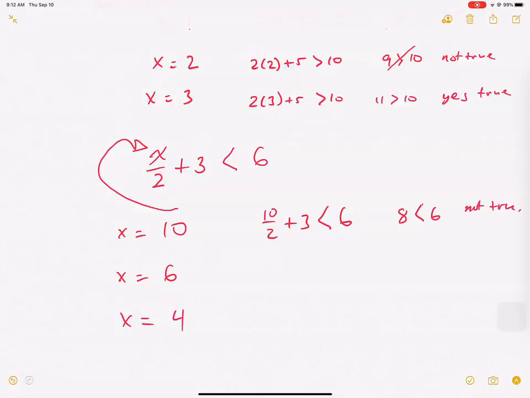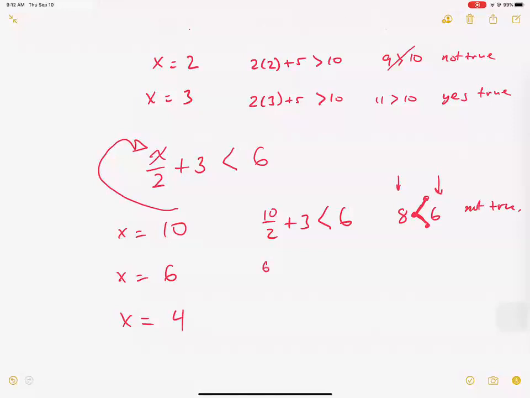So remember, the way we read this is that this side is the smaller side than the open side. So 8 is smaller than 6. That doesn't make any sense at all. Reading backwards, is 6 bigger than 8? 6 is not bigger than 8. This is not a true statement.